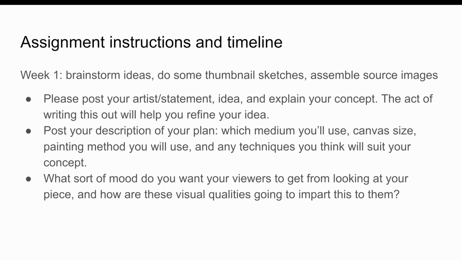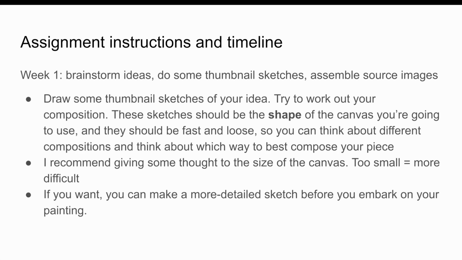All right, so in addition to posting your artist statement and your description and what you're trying to get at with your painting, we're also going to draw, like I mentioned, thumbnail sketches of your idea. Try to work out your composition. The sketches should be the shape of the canvas. So if you have a square canvas, please sketch out a little square shape, right? If you have a rectangle, sketch it out. If you're going to have horizontal or vertical, if you're trying to think it out, you could do multiple ones. I'll show you some examples in a minute.